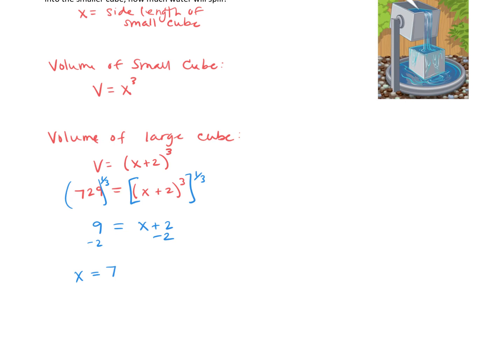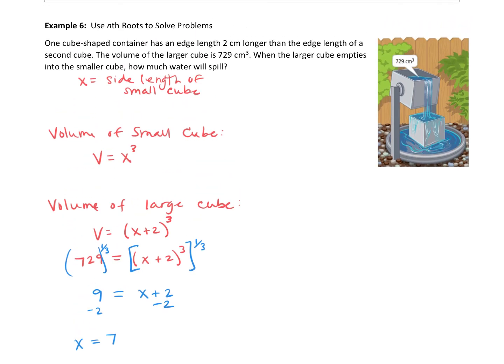So remember, what does x represent? x represents the side length of the smaller cube. So now we can find the volume of the small cube. We know that x is 7, so the volume is equal to 7 to the third power, which is 343. Now, we've got the volume of the large cube is 729. It's emptying into the small cube, which we now know has a volume of 343, so clearly it's not going to hold all that water. So once it fills up, how much water spills out?